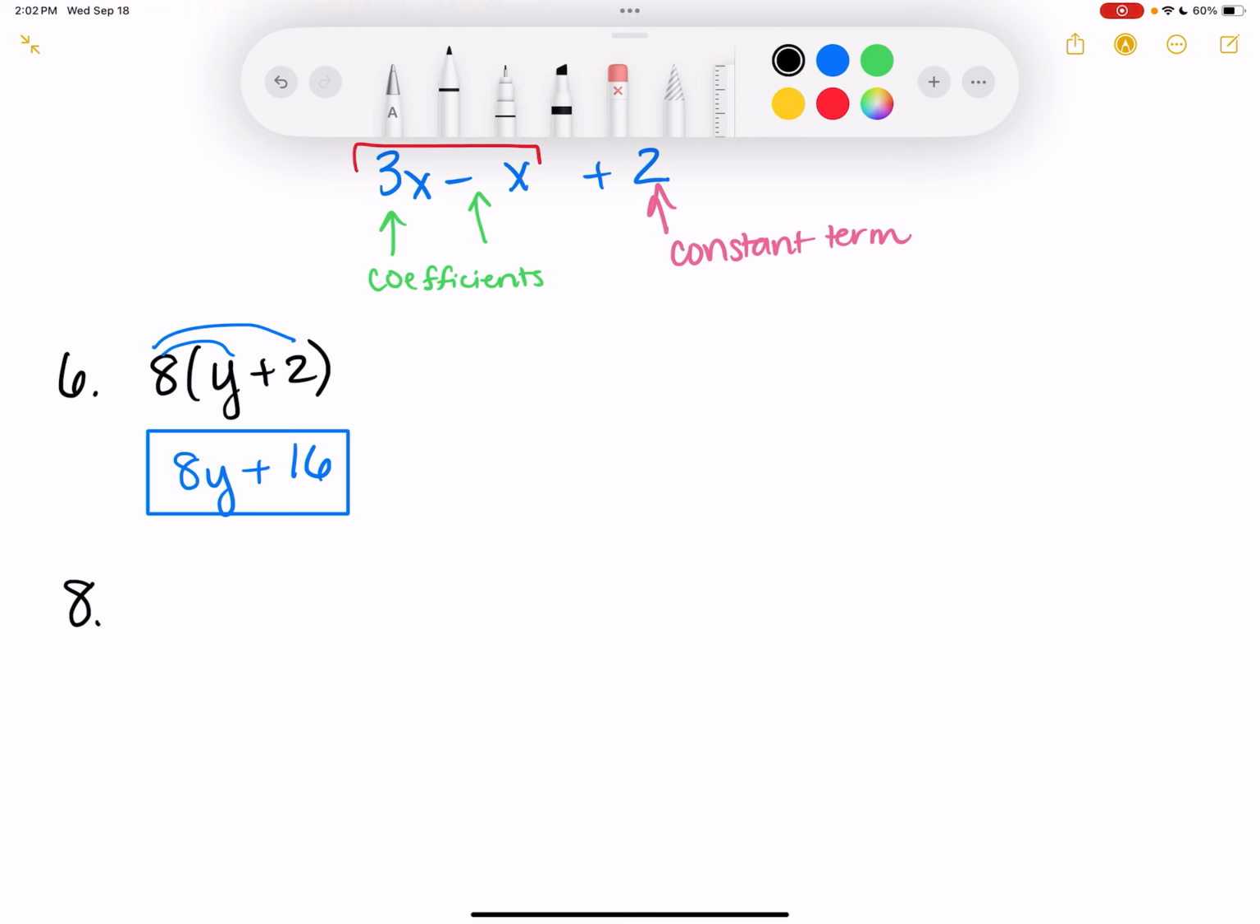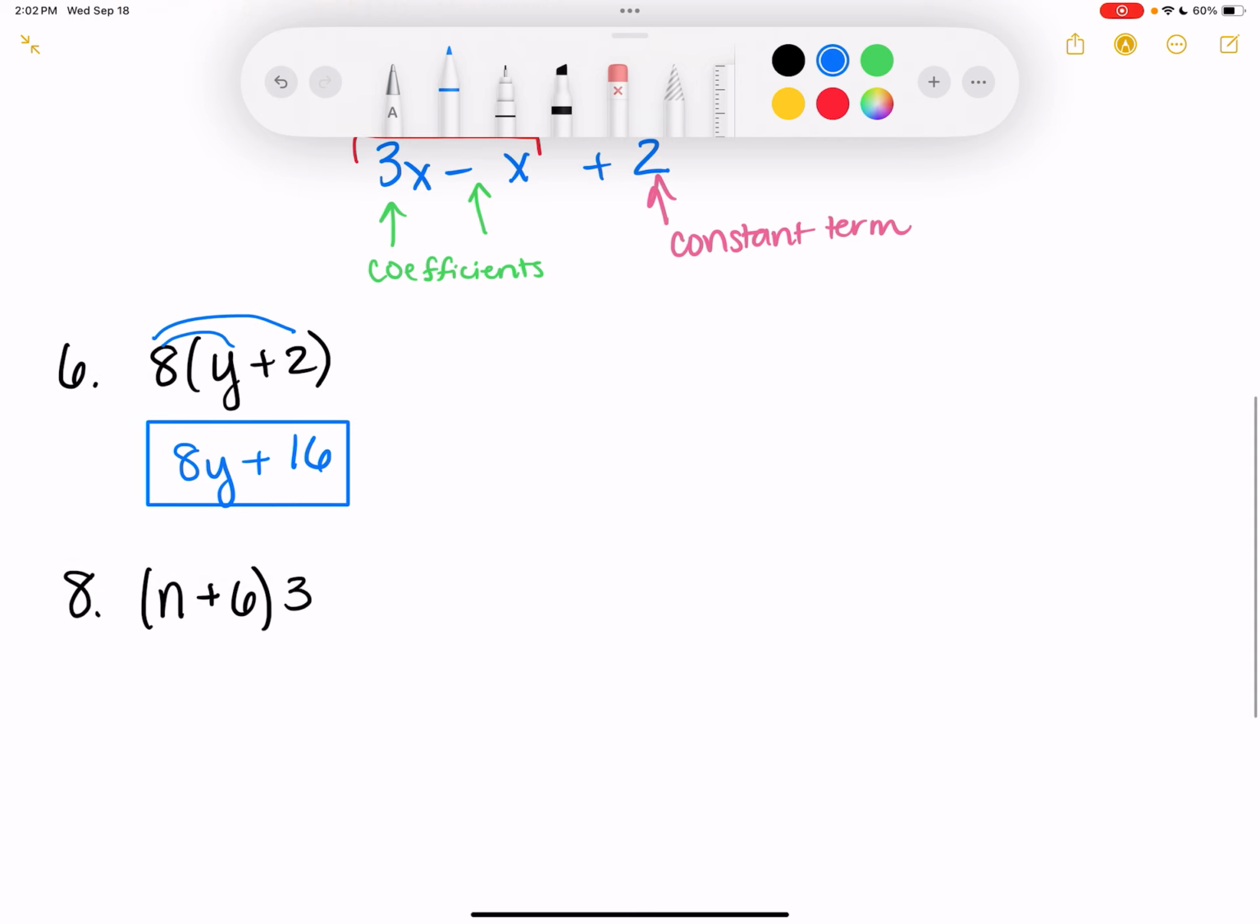Number 8, n plus 6 is in parentheses, and then it's being multiplied by 3. So I'm basically kind of like working backwards. Anytime you're writing a number and a variable together, the number should always come first, and then the variables, if there's multiple, should be written in alphabetical order. So it should be, like with this one, 3 times n plus 3 times 6 is 18, so it would be 3n plus 18.